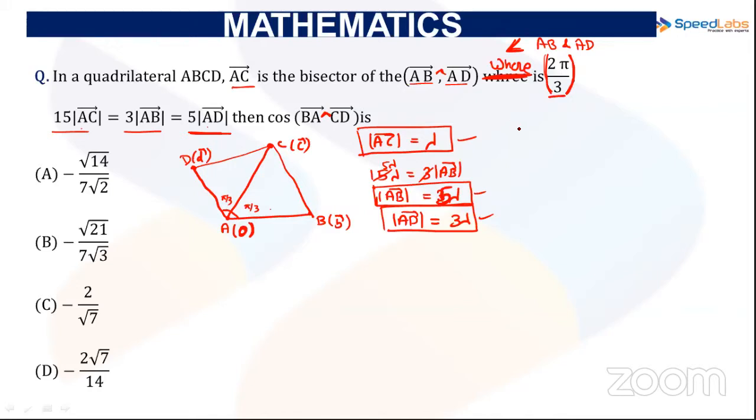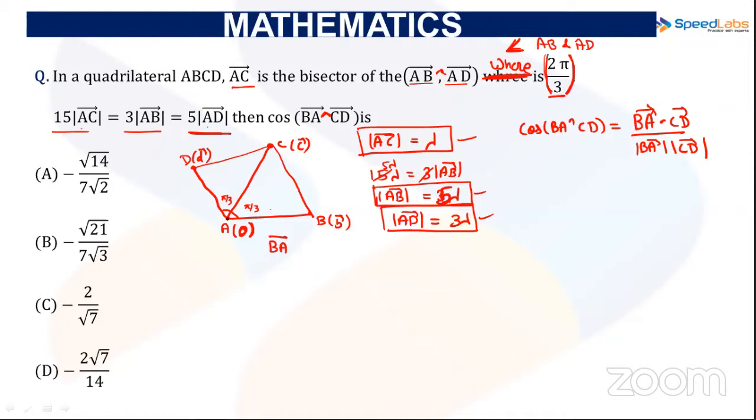Alright, so now cos of BA and CD will be equal to BA vector dot CD vector upon mod BA into mod CD. Cosine of the angle between BA and CD vector will be BA dot CD upon mod BA into mod CD. We used the dot product formula for the cosine of the angle. Now tell me, what will the BA vector be?